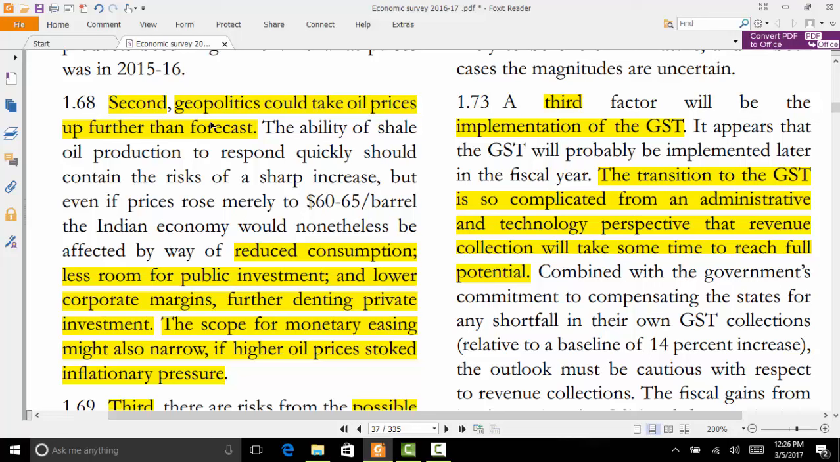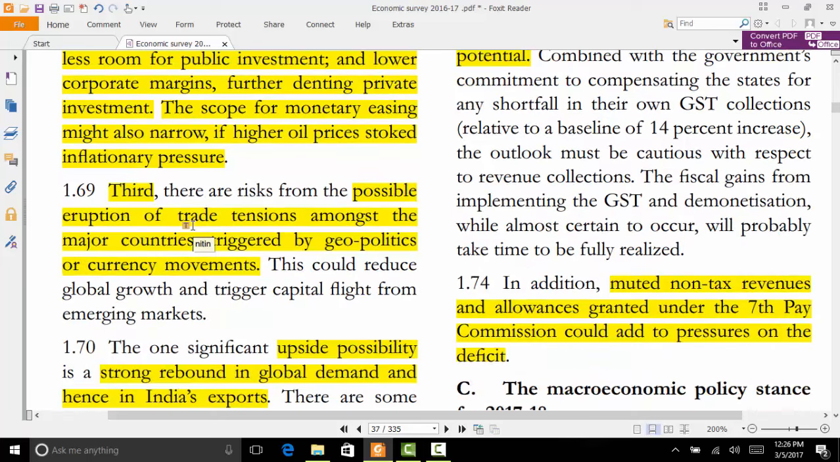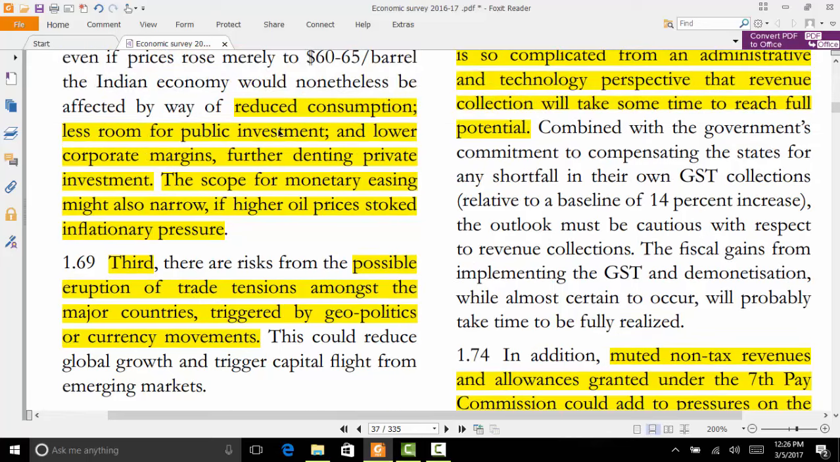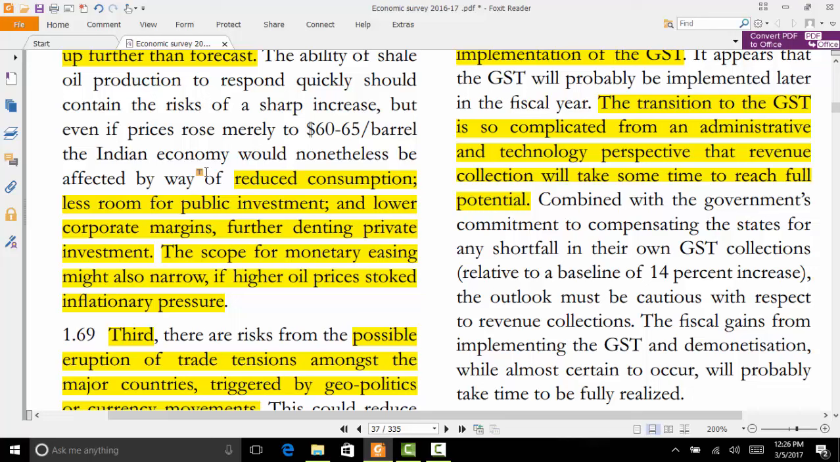Second risk could be geopolitics, that could further spiral up oil prices more than expected, because oil prices are expected to rise, we expect it, but if they rise more than the forecast. Third, to understand the impact of this, oil prices. If they are reduced, how positive is the impact? If increased, how negative is the impact?